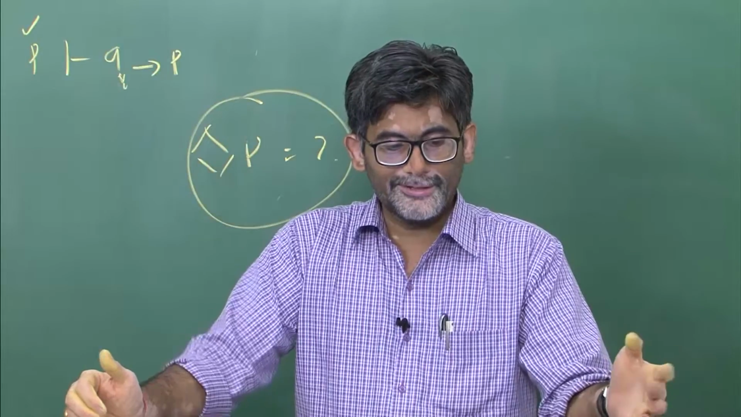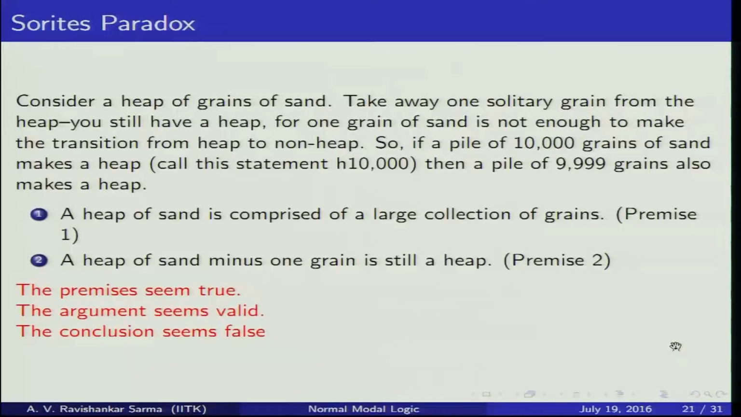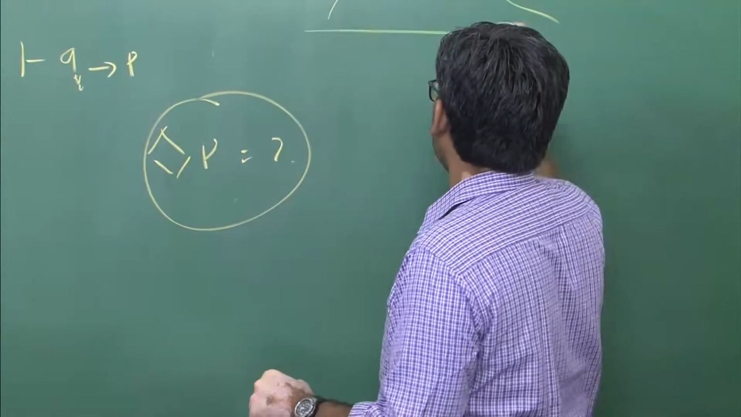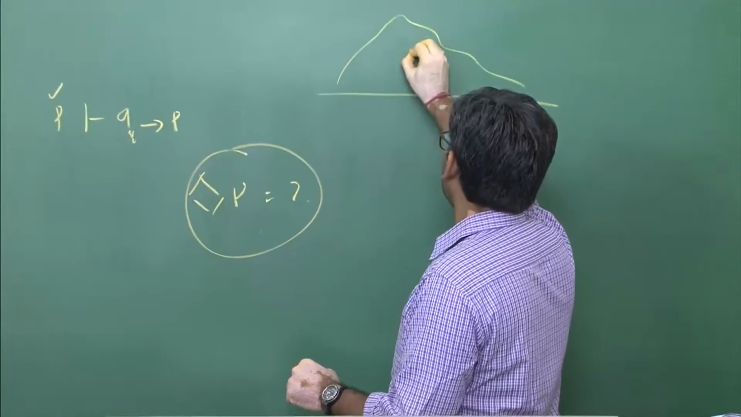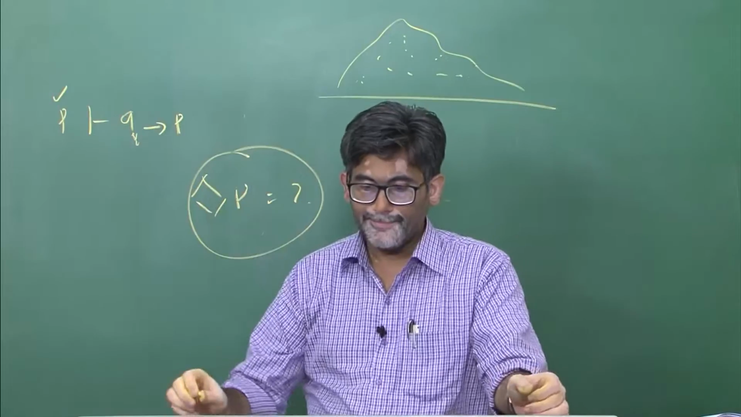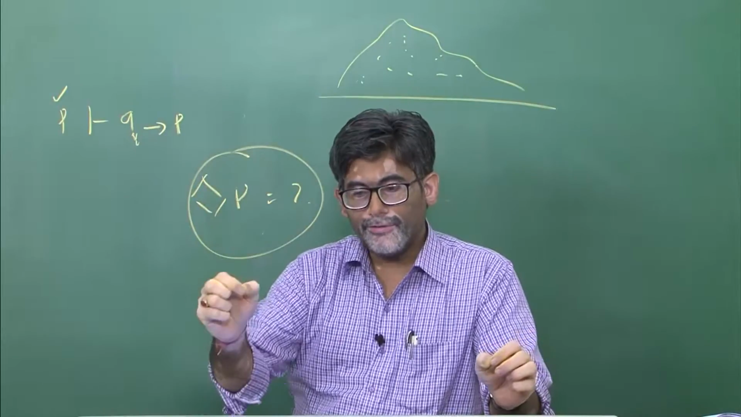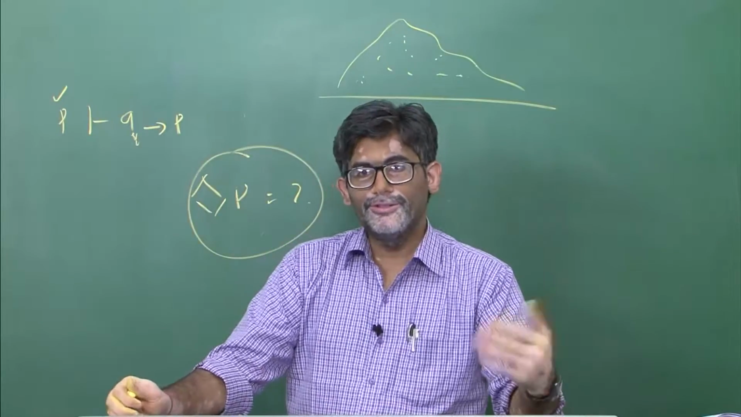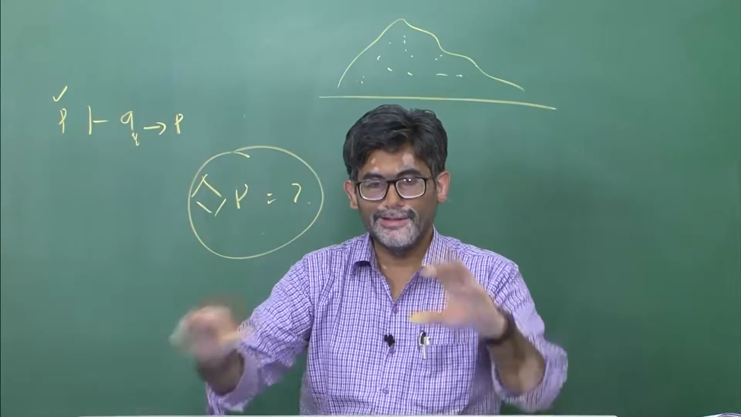The paradox goes like this: consider a heap of sand. This is considered to be a heap which consists of all the sand grains. Suppose you take away one solitary grain from the heap, and that is not going to change it into a non-heap; it will remain a heap.